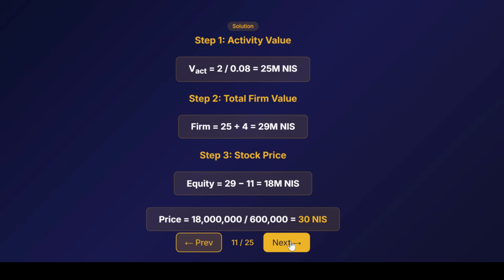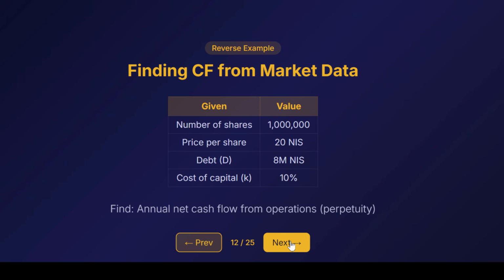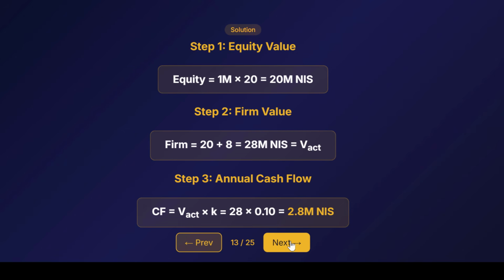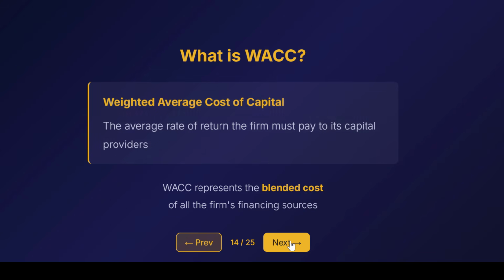Reverse example, finding cash flow from market data. Suppose a firm has 1 million shares trading at 20 shekels each. Its debt is 8 million shekels and its cost of capital is 10%. Step 1. Equity value. Equity equals 1 million times 20, which is 20 million shekels. Step 2. Firm value. Firm value equals 20 plus 8, which is 28 million shekels. Step 3. Annual cash flow. Cash flow equals WACC times k, which is 28 million times 0.10, resulting in 2.8 million shekels.